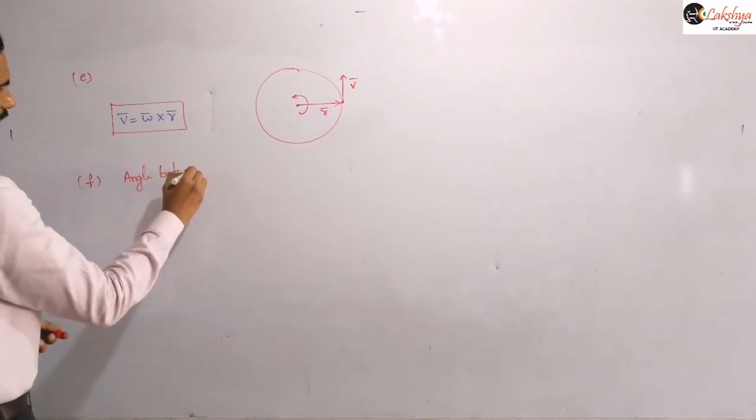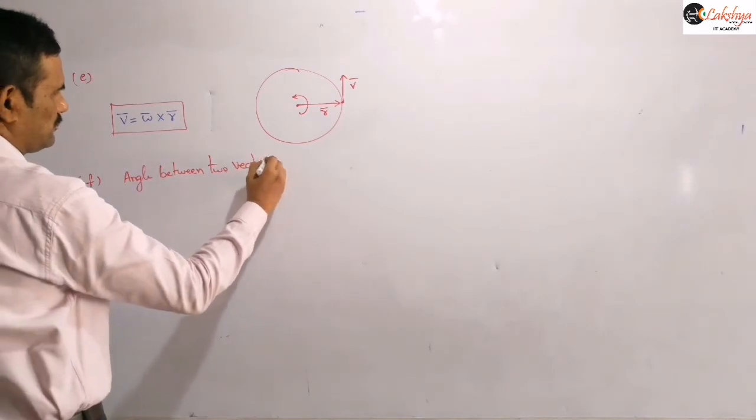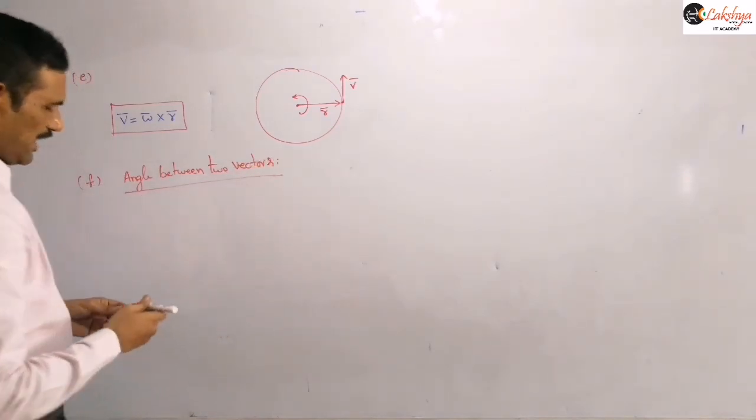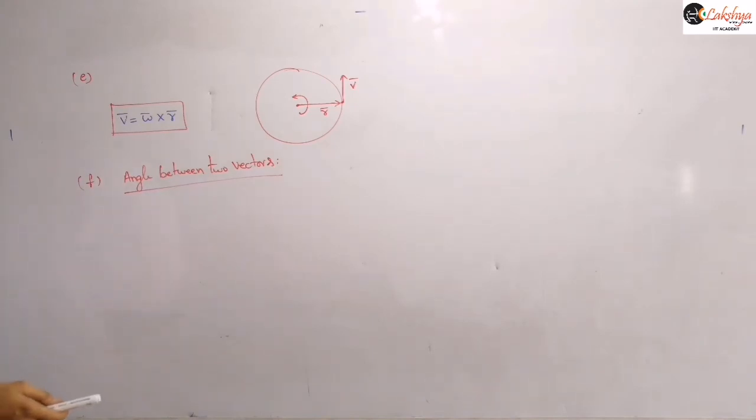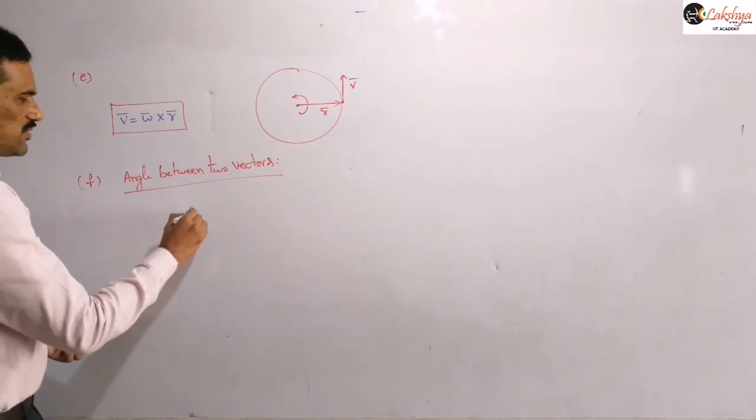So we can find the angle between two vectors. The angle between two vectors we already defined by using the dot product: cos theta is equal to a bar dot b bar by ab, as we mentioned. Similarly, we can find the angle between two vectors with the help of the cross product also.